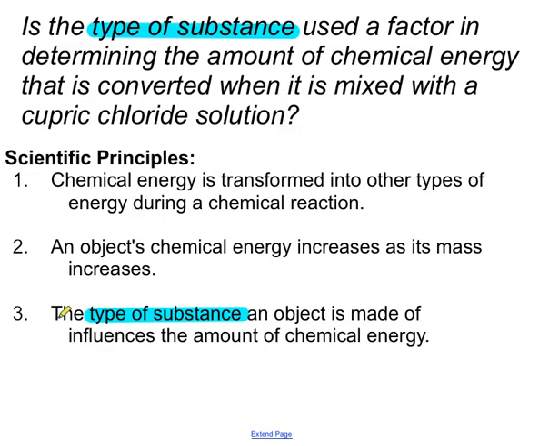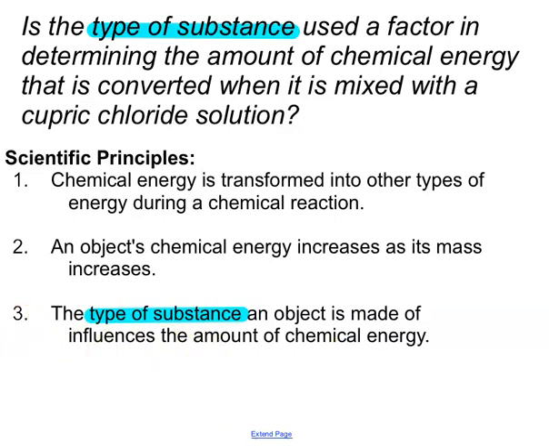And the best thing you can do is in your paper, tell me this is the scientific principle. For example, you could say, according to SP number 3, and then all you have to do is copy and paste it. According to scientific principle number 3, the type of substance an object is made of influences the amount of chemical energy. I actually had some people who did that and they bolded and underlined, so as the reader, which is me, who's also the grader, sees the scientific principle.